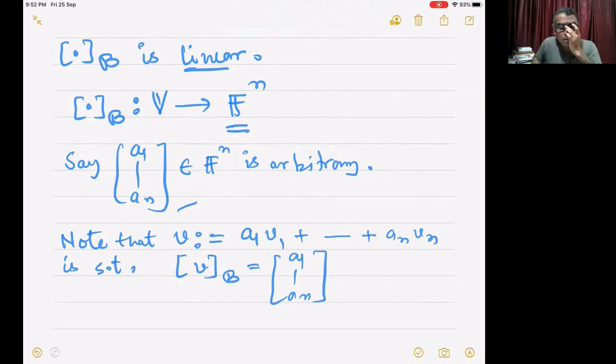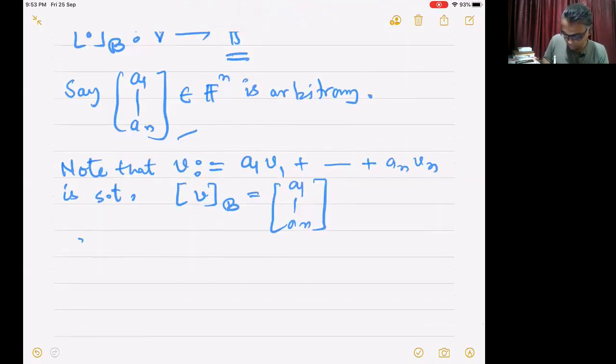Why one-to-one? When does a linear map become one-to-one? When the kernel is 0. So suppose there is some vector which goes to the 0 n-tuple. That means what is the representation of that vector? 0 times v1 plus 0 times v2 plus dot dot dot up to 0 times vn. That's the 0 vector. So only the 0 vector gets mapped by the linear map to the n-tuple 0. So the kernel of this map is the 0 vector. Therefore, it's one-to-one.